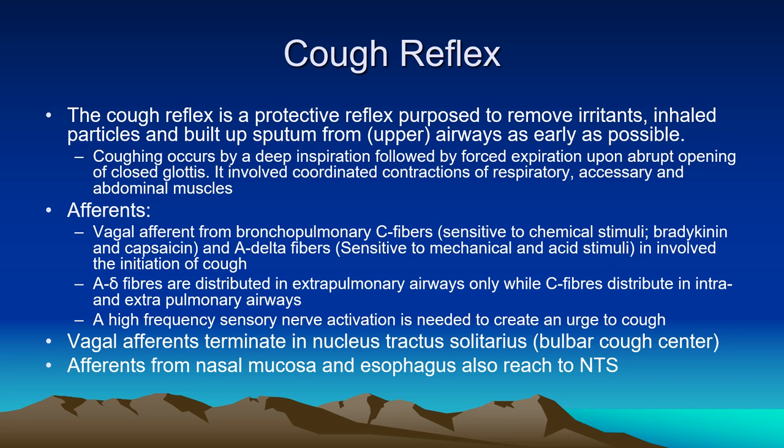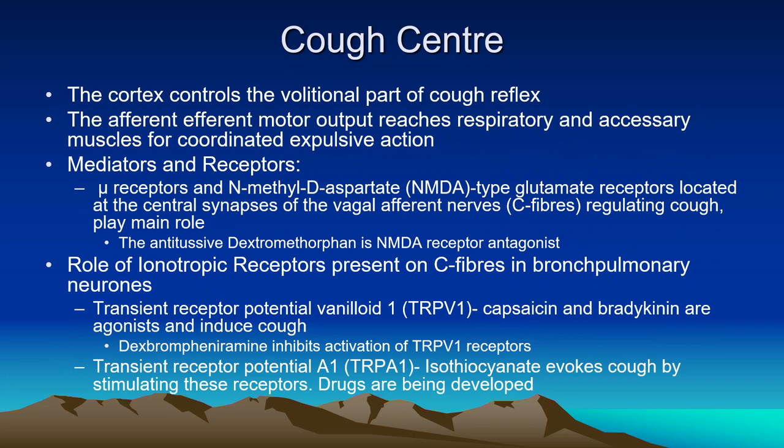A high frequency sensory activation is needed to create an urge to cough. It's not that a single burst would be there. It will be repeated burst to initiate an act of coughing to reach a threshold. Now, vagal afferents terminate in nucleus tractus solitarius, that is bulbar cough center, and afferents from nasal mucosa and esophagus and pharynx also reach to the bulbar cough center, and therefore all inputs reach the center. The cortex controls the volitional part of the cough reflex, and the efferent, that is efferent motor output, reaches respiratory and accessory muscles for coordinated expulsive activity.